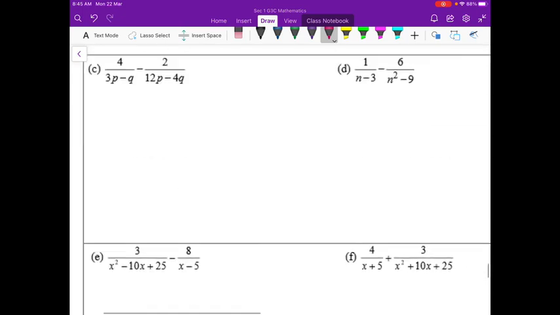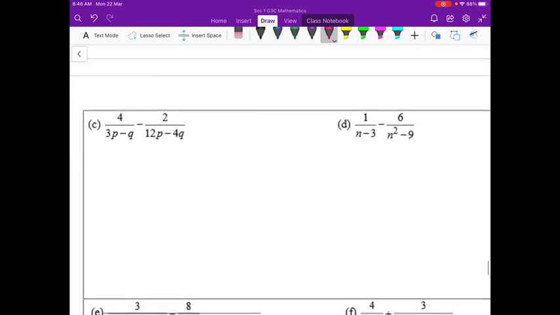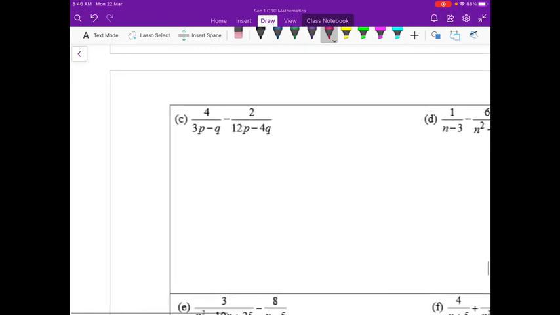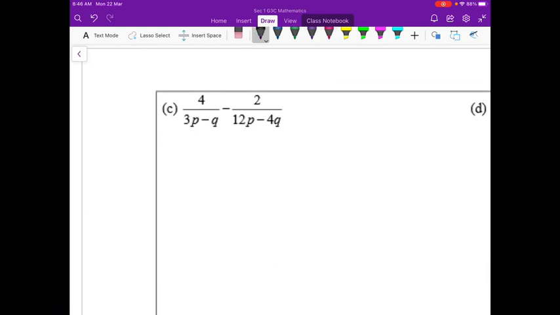Okay, let's try this. Part C. Denominator. Always start with the denominator. Can it be the same? Definitely. Are there common factors? Are there 3p minus q? What about this one? Is there a possibility of extracting a 3p minus q from here? You see a common factor, right? 12 and 4. So 4 is a common factor. Let's see what we can get from there.